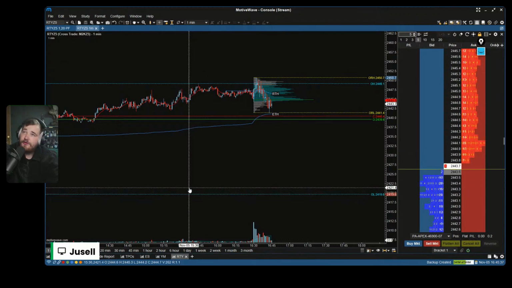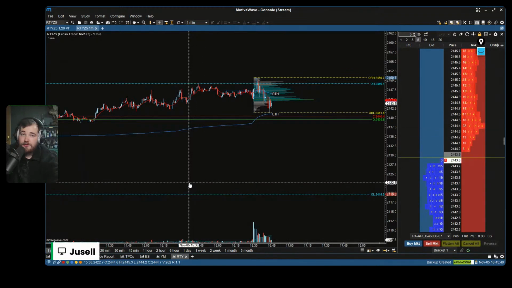Gap still not yet closed on RTY. Still no gap close.